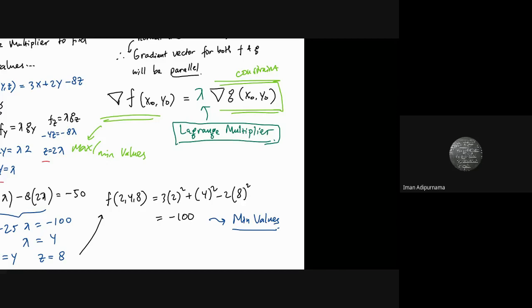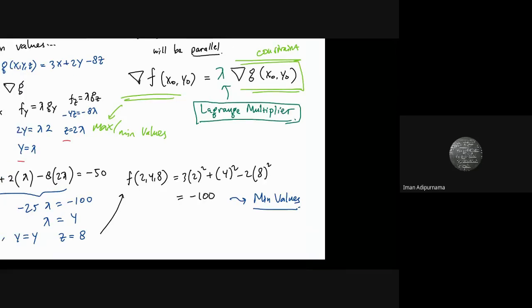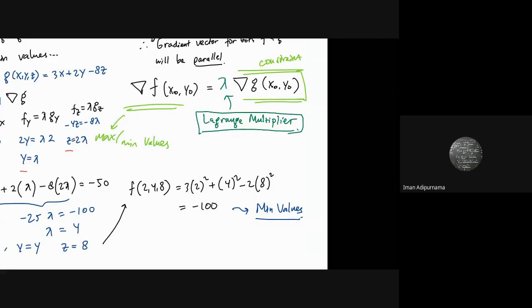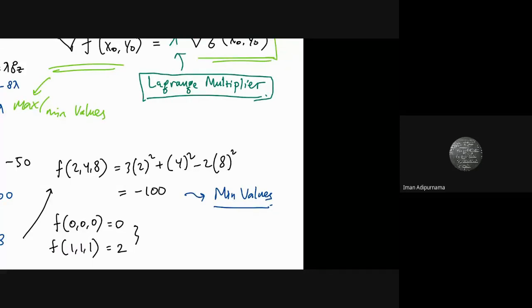You can check maybe whether all the other values are, maybe checking 0, 0, 0, it's 0. Maybe checking 1, 1, 1. This will be around 2. So it's above the negative 100. So it is true that negative 100 is the minimum value. That's how we are using the Lagrange multipliers.